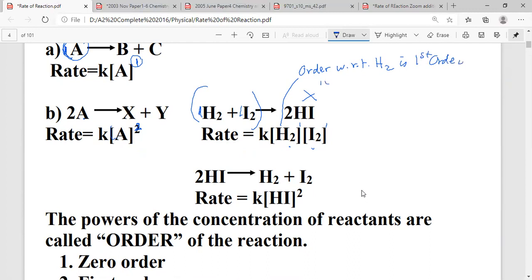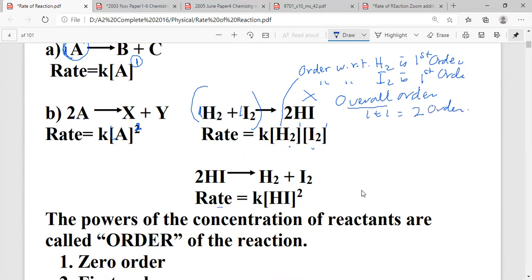Order with respect to I2 is first order. Then again, the overall order: you have to add up the two, 1 plus 1 equals second order. This is the overall order, second order. So quite simple.